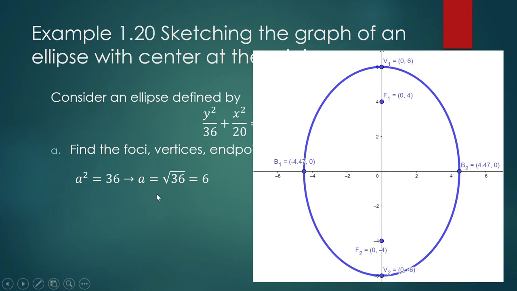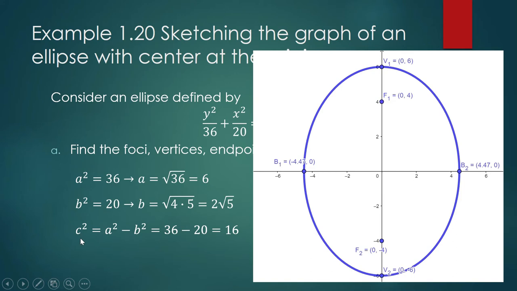Well, let us first produce the values of a, b, and c. So what is a, b, and c? A squared is 36, so a is 6. B squared is 20. We can write 20 as 4 times 5; the square root of 4 is 2, and we can just leave the square root of 5. So b is 2 times the square root of 5. What is c squared? We shall need c to locate the coordinates of your foci. C squared is equal to a squared minus b squared. So 36 minus 20 is 16. C is 4, the square root of 16 is 4.